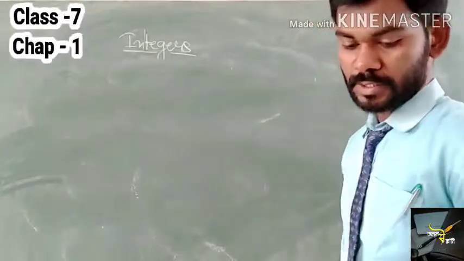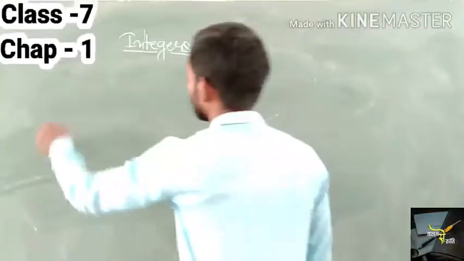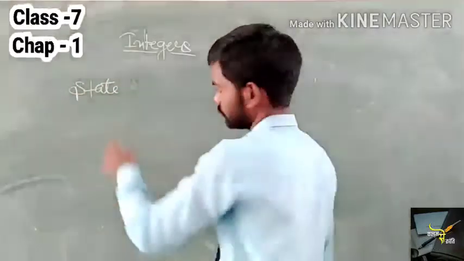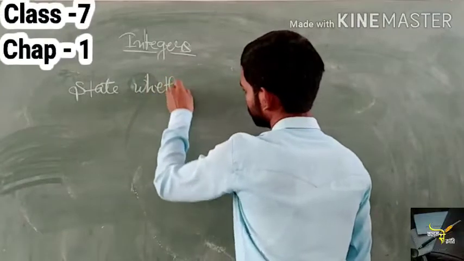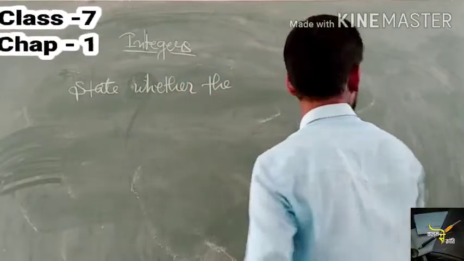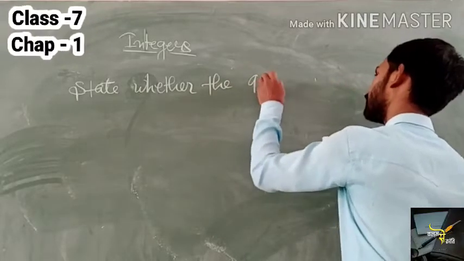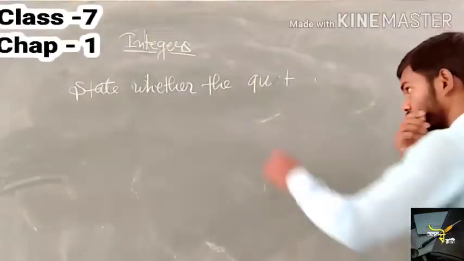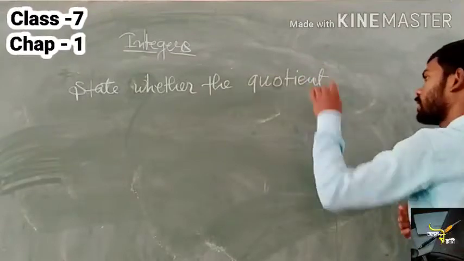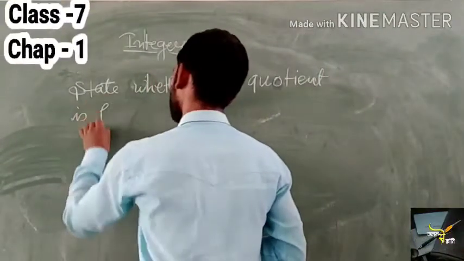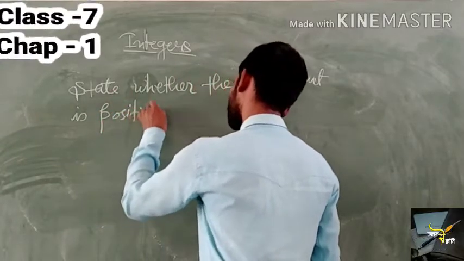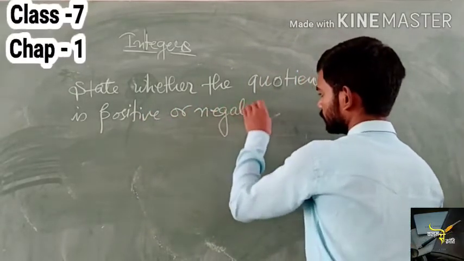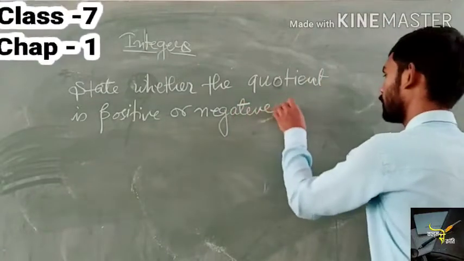The next question says: state whether the quotient is positive or negative or 0.